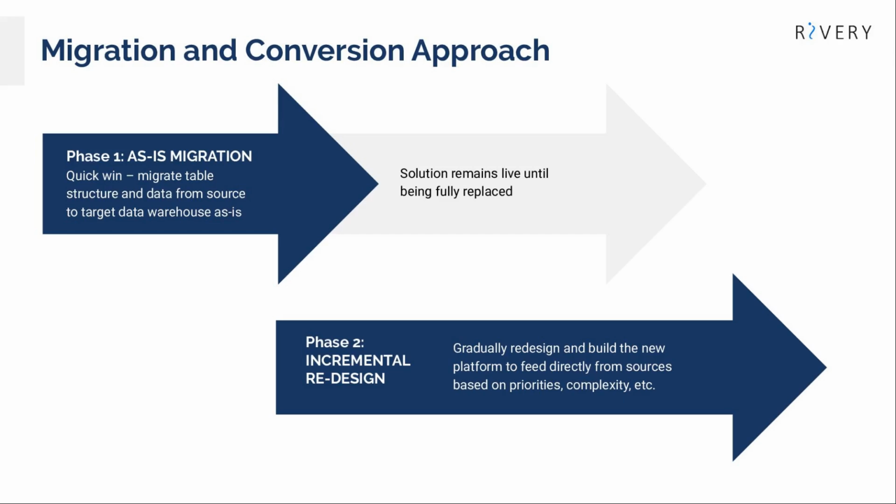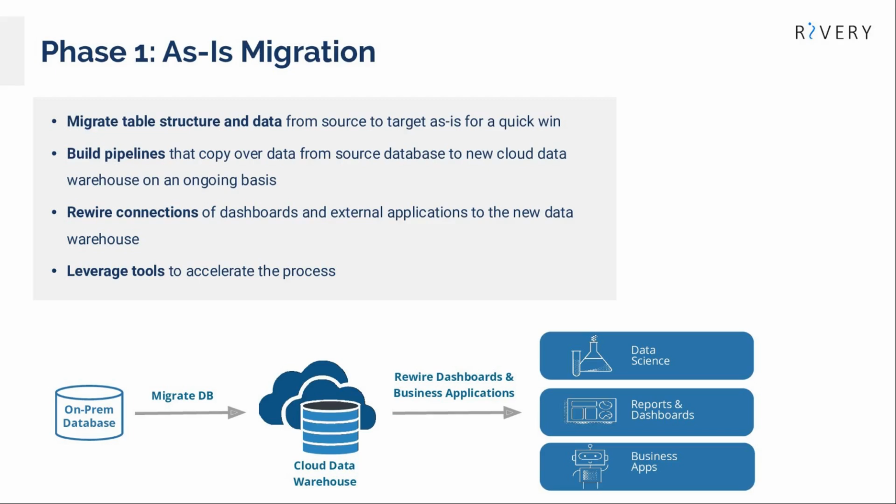To truly migrate or transition this workload to the cloud, you'll need to redesign your existing data model to best utilize the capabilities of the cloud. So the second and longer phase is what we're calling incremental data model redesign or conversion. Next, we'll take a bit of a deeper dive into both of these phases, starting with the first phase, the as-is migration.